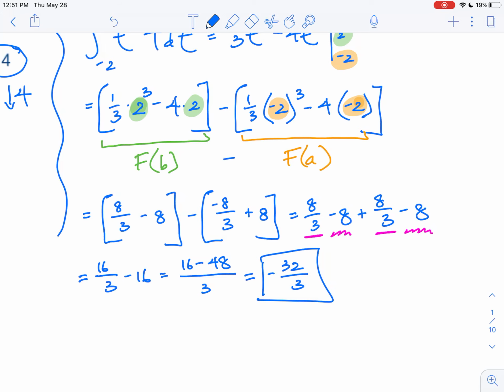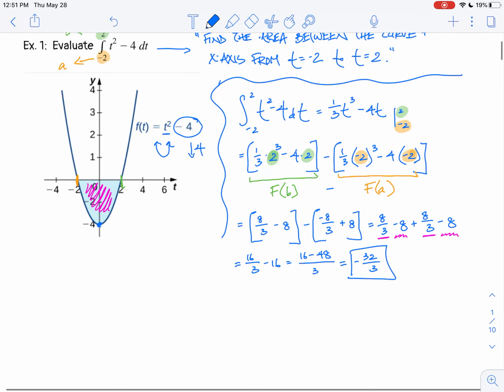Now, when you get a negative number for your integral, let's look back at the picture for a moment. This area is underneath the x-axis, so it makes sense that it should be negative, okay? Now, that's sort of the long way to do this problem. One of the things I'm going to do a lot in this course is try and take some shortcut steps wherever I can, okay? So let's go back to the diagram for a moment.